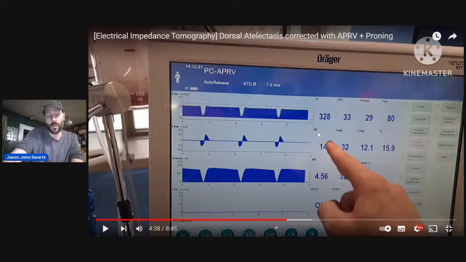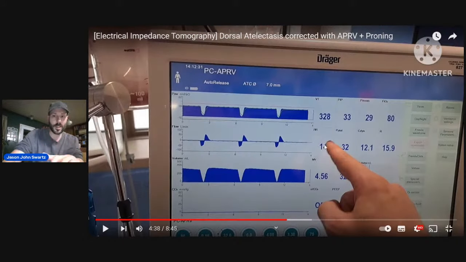I'm off tomorrow, so I can't wait to get back for Tuesday. We want to get her breathing as early as possible on APRV. The other thing to keep in mind is to look at the mean pressure, this 29. When we turned her today on her back, everything looked good. The volumes were 412.